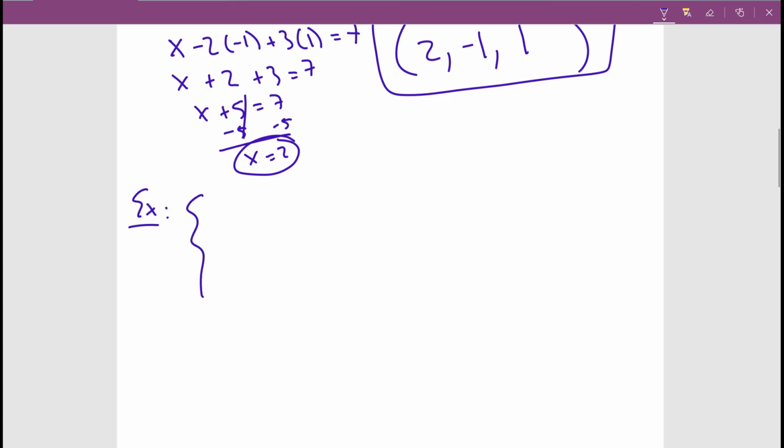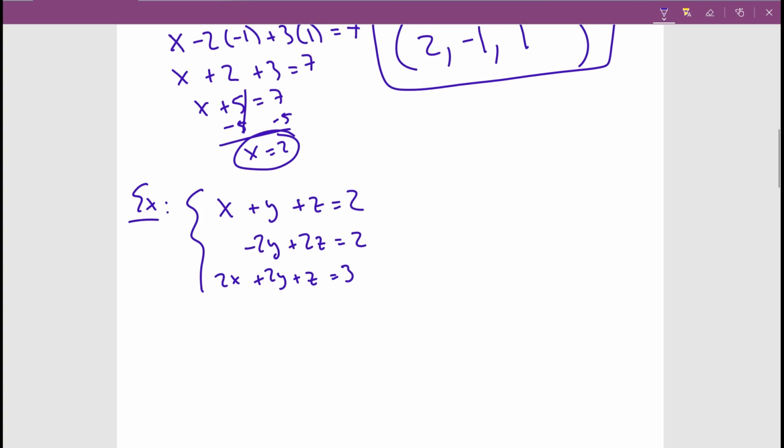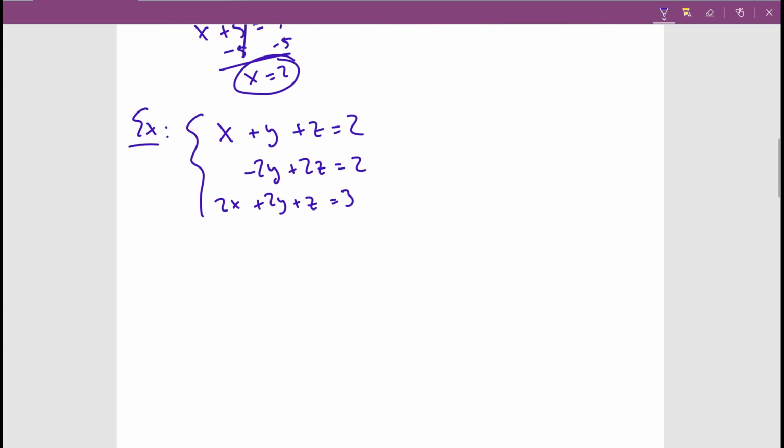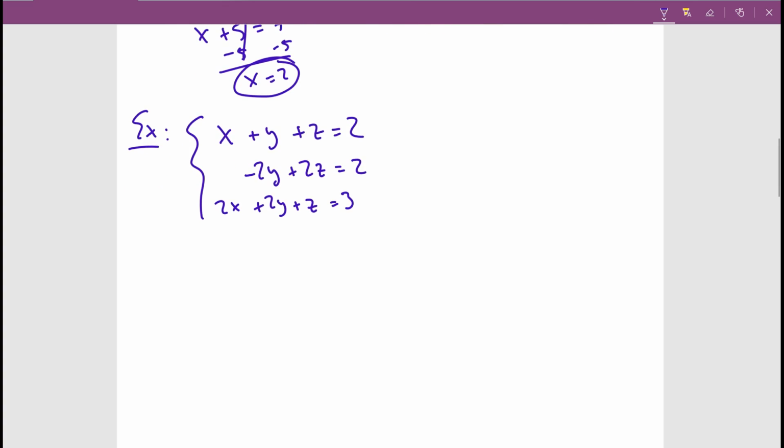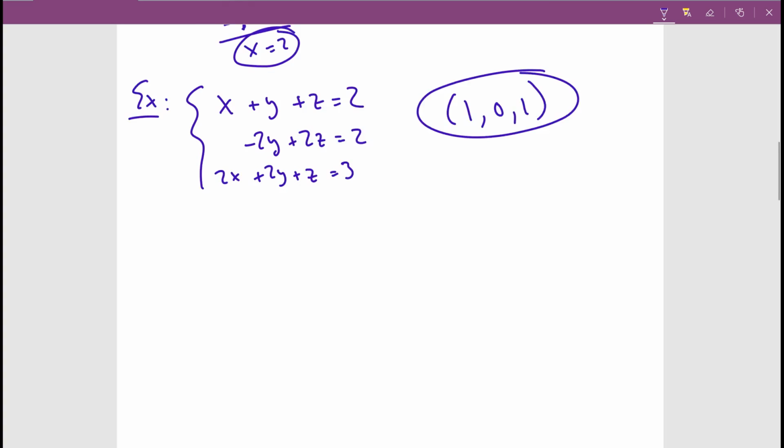Okay, so I have x plus y plus z equals 2. Negative 2y plus 2z equals 2. 2x plus 2y plus z equals 3. So you can practice this problem if you'd like. In the next video, I'm going to do a different type of problem when you have infinitely many solutions. I forgot what the answer was for this one. I think it was 101. So why don't you try it out? Use the same process. If you need to watch the video again, watch it. In the next video, I will do one with infinitely many solutions, and then I will show you matrices.